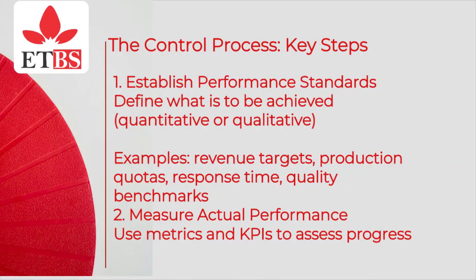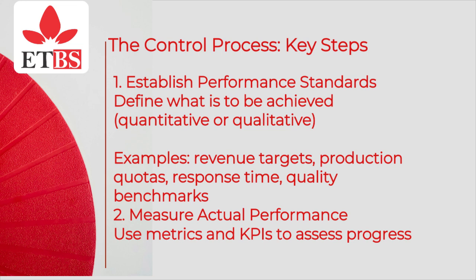The control process. Key steps. 1. Establish performance standards. Define what is to be achieved, quantitative or qualitative. Examples: revenue targets, production quotas, response time, quality benchmarks. 2. Measure actual performance. Use metrics and KPIs to assess progress. Techniques: reports, audits, observations, performance appraisals.